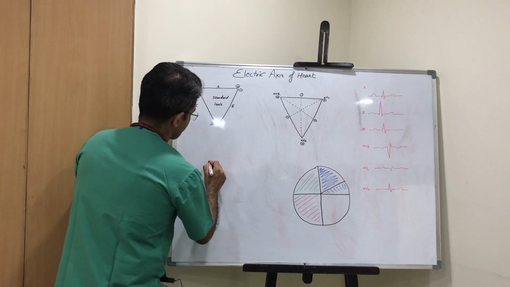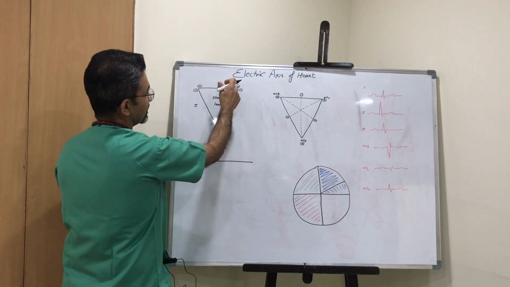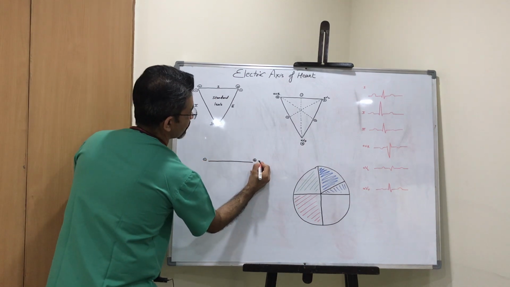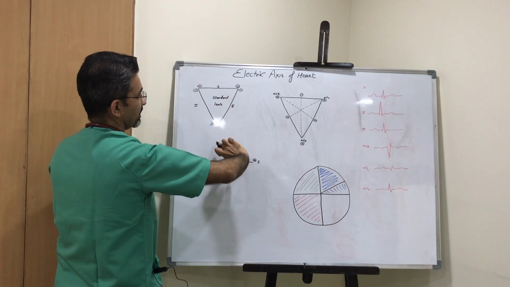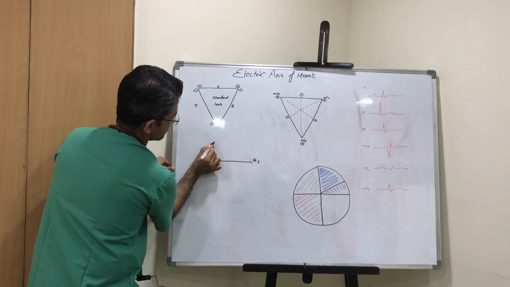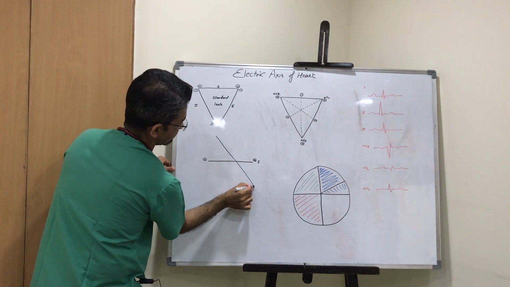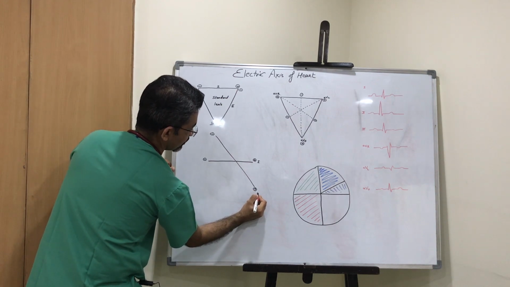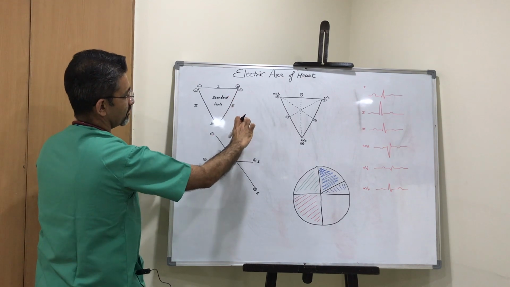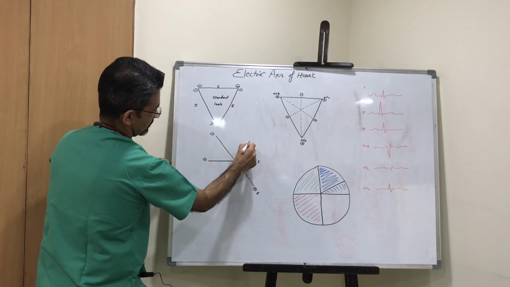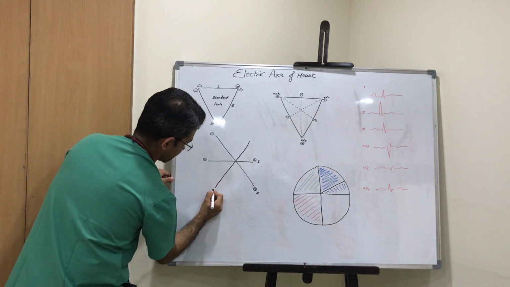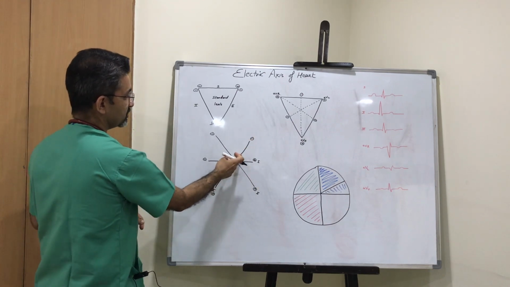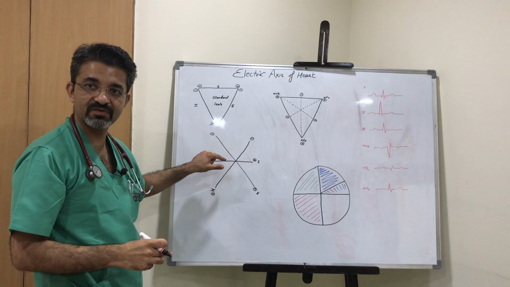So we draw lead 1 like this. This is lead 1, negative electrode is here, positive electrode is here. Then I take lead 2 and put it over like this, so it makes a 60 degree angle. Negative here, positive here. This is lead 2. Then I take lead 3 and put it over like this, positive and negative. So each lead makes a 60 degree angle with one another.